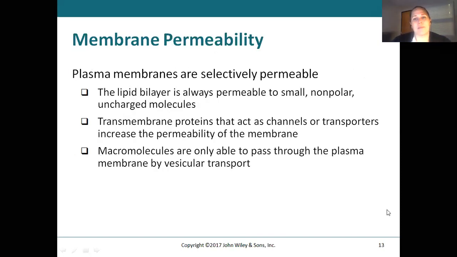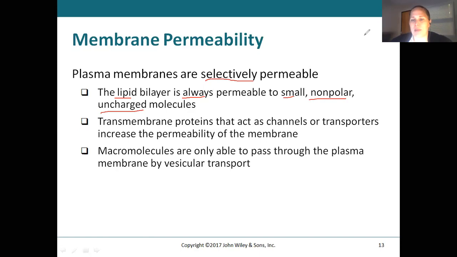Okay, but plasma membranes are selectively permeable, and again, that's one of the major functions of the plasma membrane, to be selective. So the lipid bilayer is always permeable to small, non-polar, uncharged molecules.